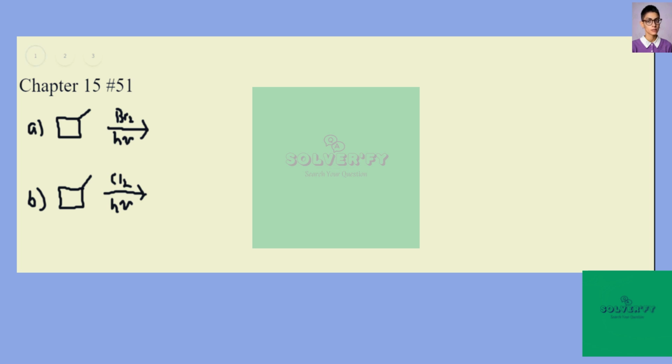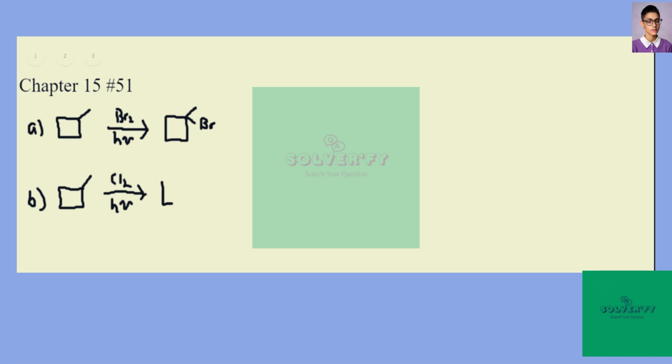So A is very straightforward. We're doing a radical bromination, and we have one carbon that is tertiary, and all the others are primary or secondary. And so we're only going to get bromination at that tertiary position. And there is no stereochemistry to include here. So that's good. A is nice and straightforward.